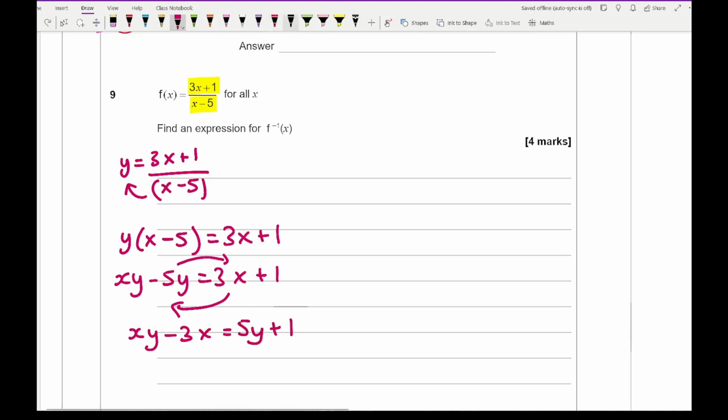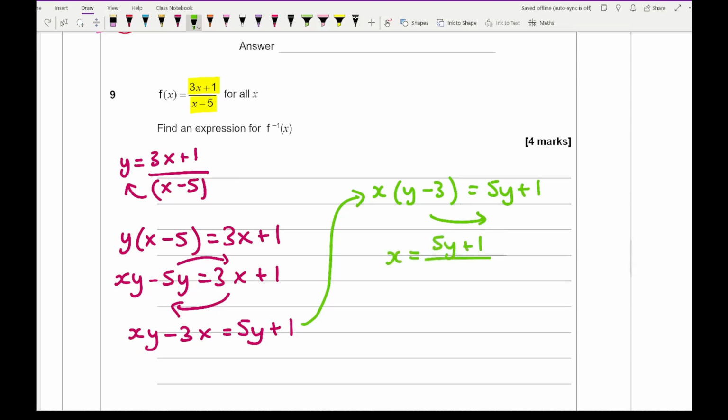Then if I factorize the left hand side with respect to x, I get x(y minus 3) equals 5y plus 1. I then take this bracket over to the other side, so I get x equals (5y plus 1), all divided by (y minus 3). And this is why I do my replacing. So the inverse function of x is going to be (5x plus 1) over (x minus 3).